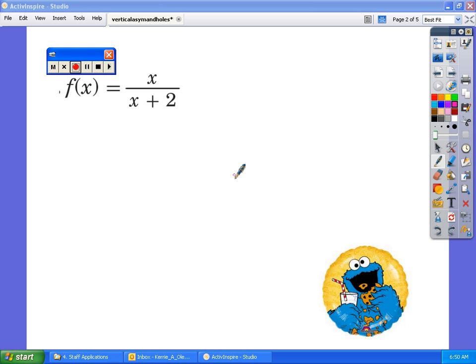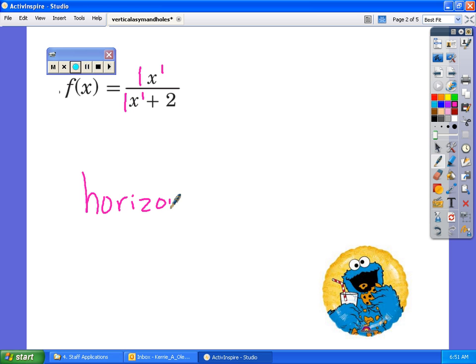So in this particular one, my exponent is 1 and the bottom exponent is 1. When the powers are the same, I take the coefficient of the lead variable. The coefficient is 1 here and it's 1 here. So my horizontal asymptote would be 1 over 1 or 1. It's that simple, whatever the lead coefficient is.